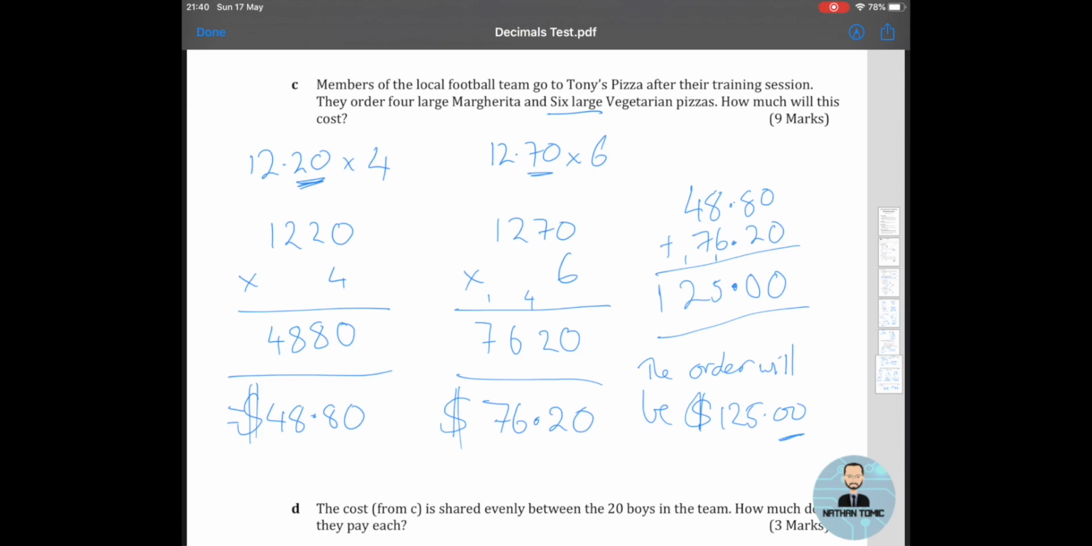You added up 4 times, and the second pizza you added up 6 times. I think one person even added up the whole thing in one hit. So 12.20, 4 of them, plus 12.70 6 times, and did one big addition. You'll still get 125 at the end if you do your math properly, but it's definitely not the most efficient way to go about this.